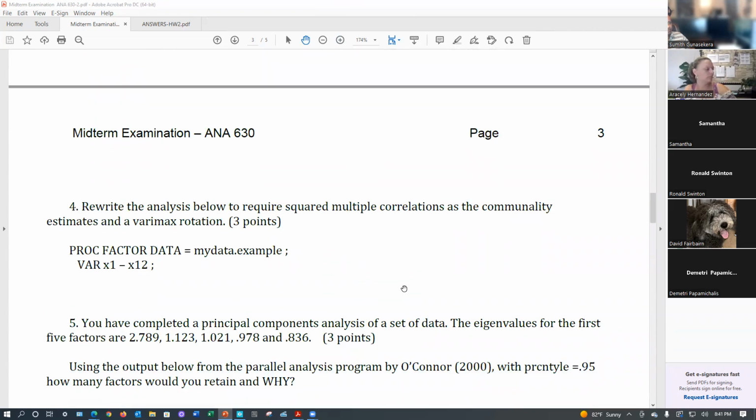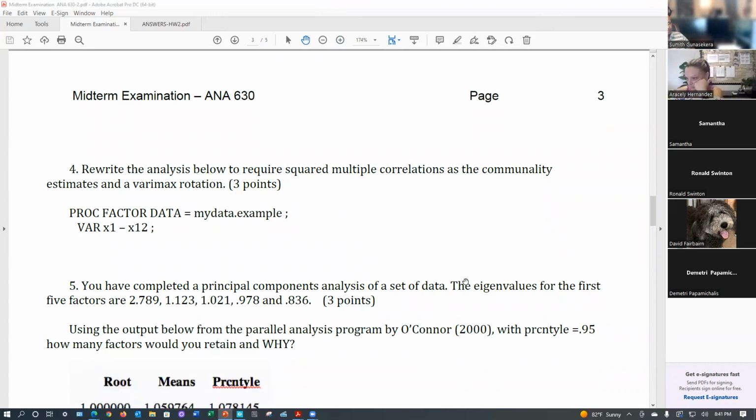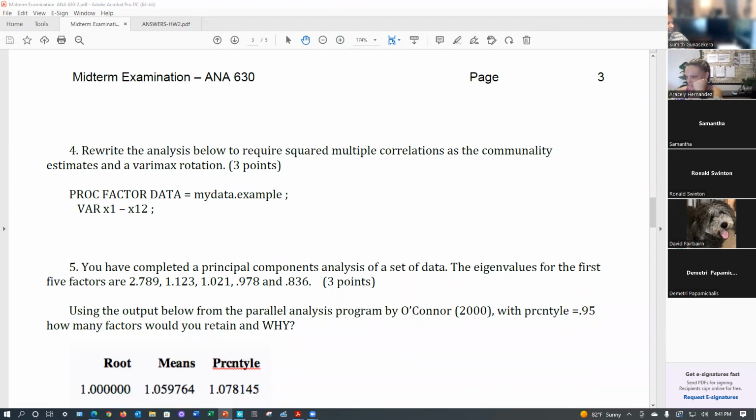Rewrite the analysis below to require squared multiple correlation as a communality estimate and a Varimax rotation. Anybody? How do you write it? If you use the Varimax rotation, it's just a rotation, the same thing, you have a factor, you have a data set. Then you have to add what? Rotate. Can you remember? Squared multiple correlation as the communality estimate and a Varimax rotation. So how can you write it?